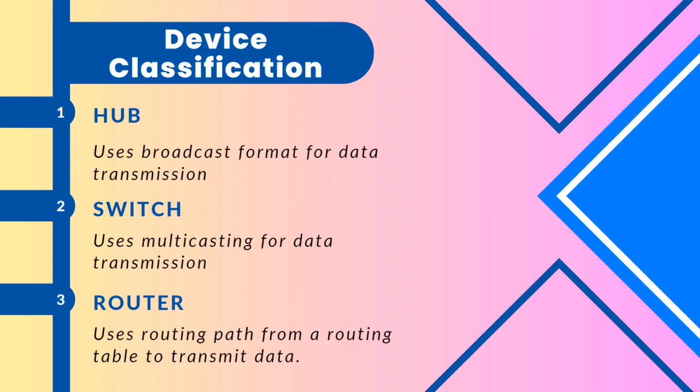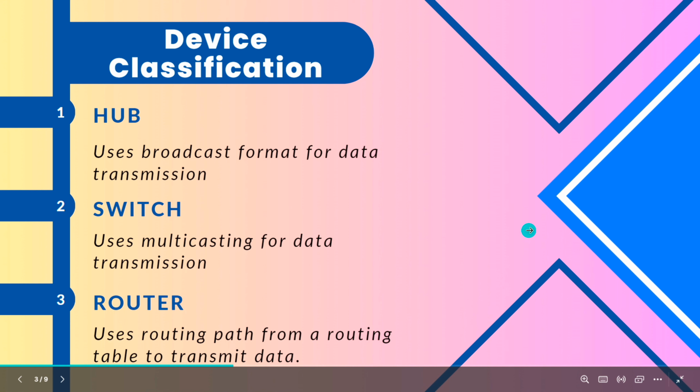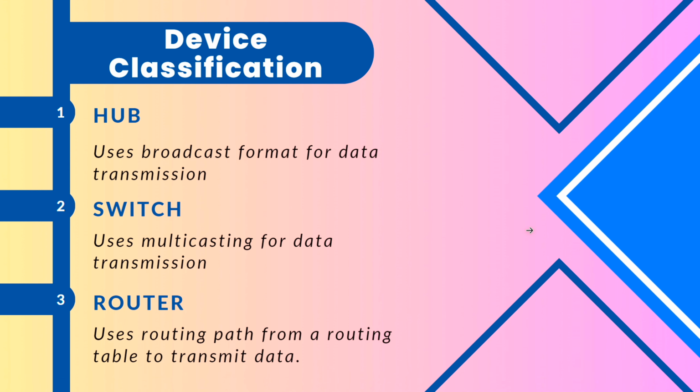The switch uses a multicasting method for data transmission. Multicasting is a method of data transmission that allows for efficient one-to-many or many-to-many communication. It's a method for transmitting data to a select group of recipients rather than sending data to all devices in a network like broadcasting. Multicasting is commonly used for applications such as video streaming, online gaming, and content distribution.